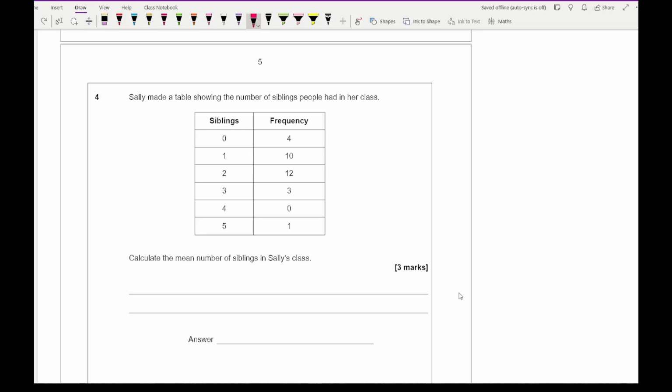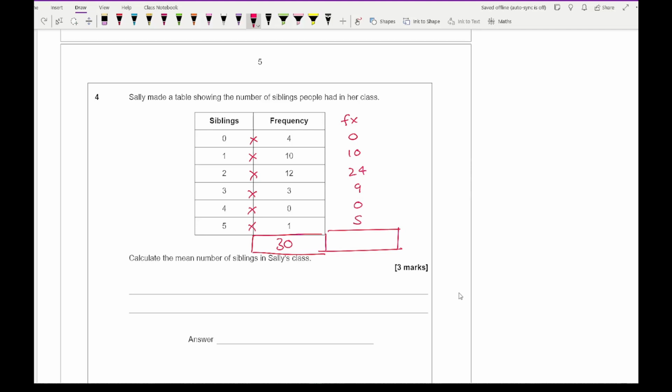So again, here we've got frequency data, so I need to create an FX column. Again, all I'm doing is just multiplying numbers through. And I can see that I don't know the total, so I need to work that out of the frequency. So looking at this, I've got 4 plus 10 plus 12 plus 3 plus 1 is 30. And then creating an FX column, that's going to be 0, that's going to be 10, that's going to be 24, that's going to be 9, that's going to be 0, and that's going to be 5.